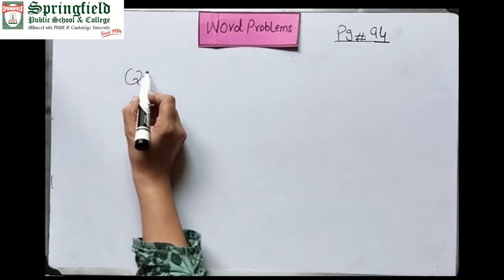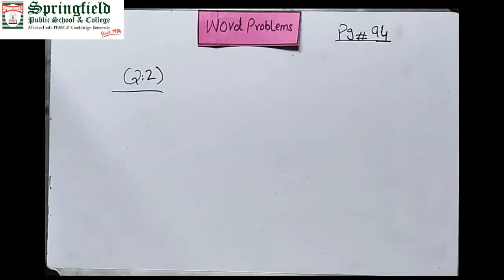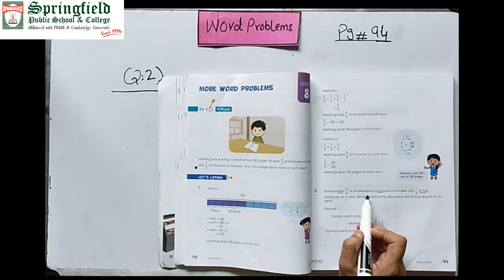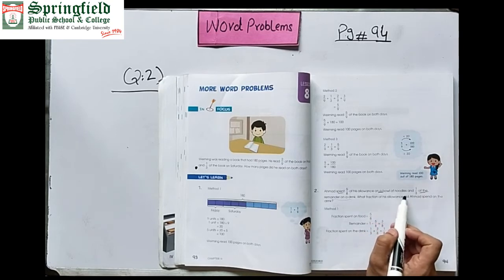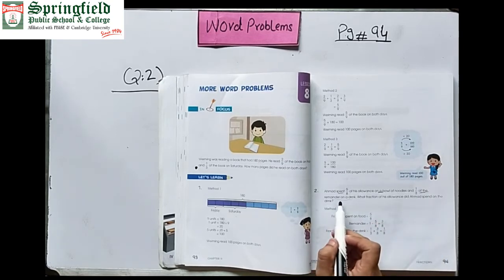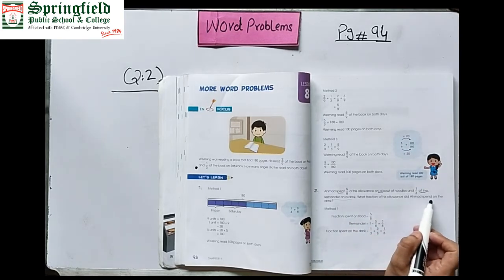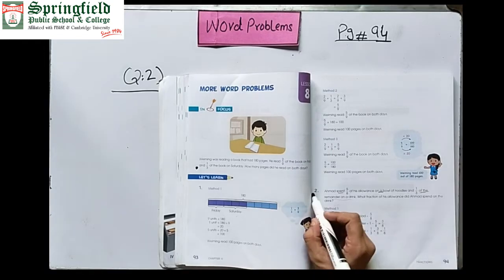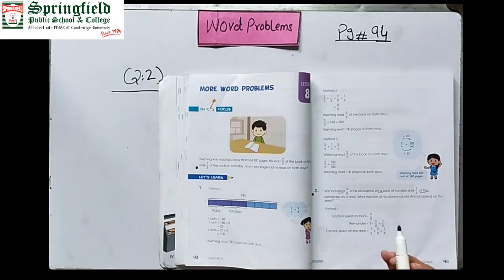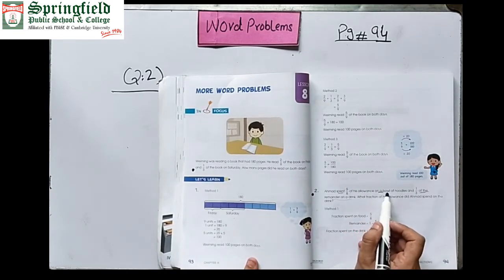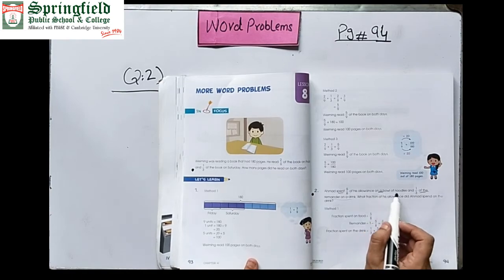Question number 2. They are saying that Emma spent 5 by 8 of his allowance on a bowl of noodles and 1 by 3 of the remainder on a drink. What fraction of his allowance did Emma spend on the drink? The fraction spent on food is 5 by 8, a bowl of noodles.